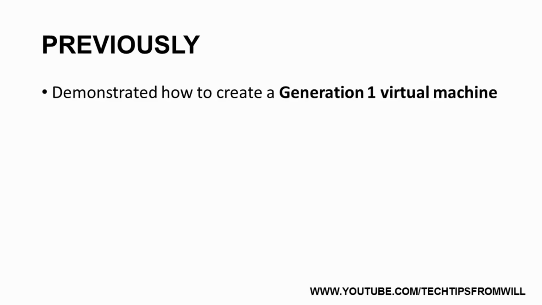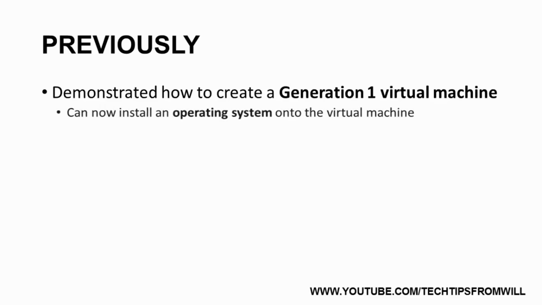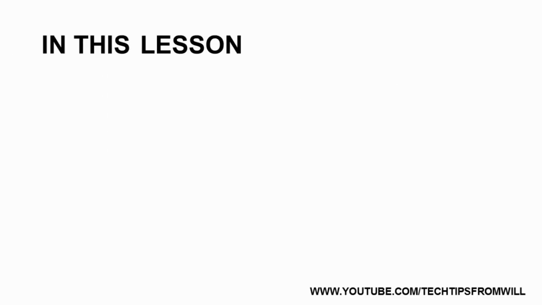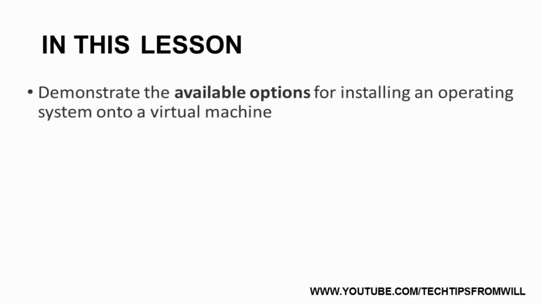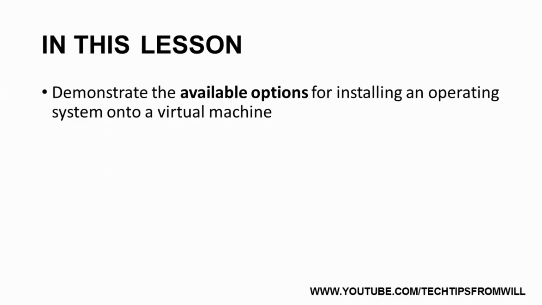In the last lesson, I demonstrated how to create a Generation 1 virtual machine in Hyper-V. Now that the virtual machine has been created, the next task is to install an operating system onto that virtual machine. Until an operating system is installed, there is not an awful lot you can do with the virtual machine. Therefore, in this lesson, I will discuss and demonstrate the options available for installing an operating system onto a Hyper-V virtual machine.